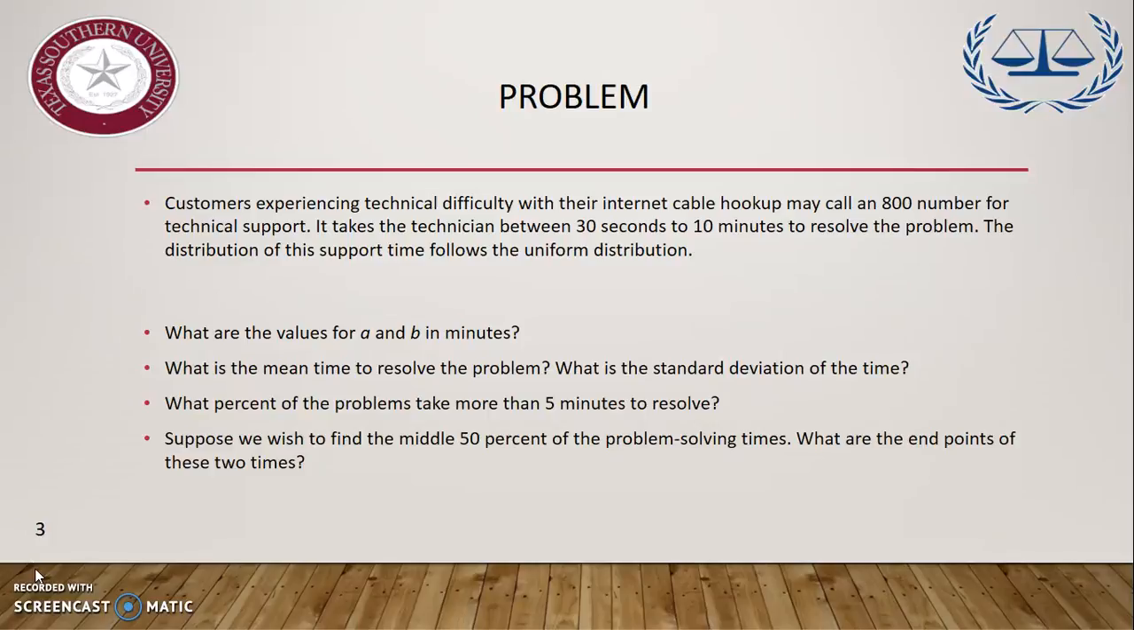Basically, customers are calling a 1-800 number, and the technician has between 30 seconds and 10 minutes to resolve a problem, and the distribution is uniform. The questions that arise from this problem are: what are the values for A and B, the mean, the standard deviation, the percentage that takes more than 5 minutes, and what are the endpoints for 50% of the problem solving times.